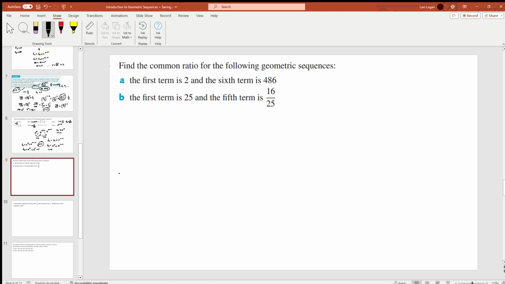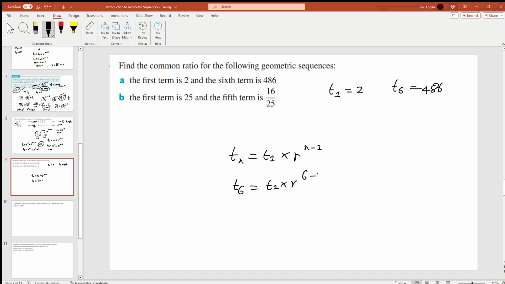Okay, so find the common ratio for the following geometric sequences. So the first term is 2 and the sixth term is 486, sorry. So t of 1 is 2, t of 6 is 486. So we have t of n equals t of 1 times by r to the power of n minus 1. So what we're going to do is replace this with t of 6. So t of 6 equals t of 1 times by r to the power of 6 minus 1.